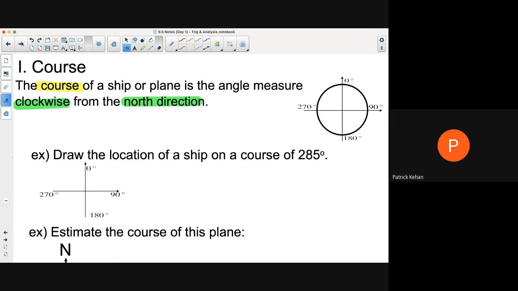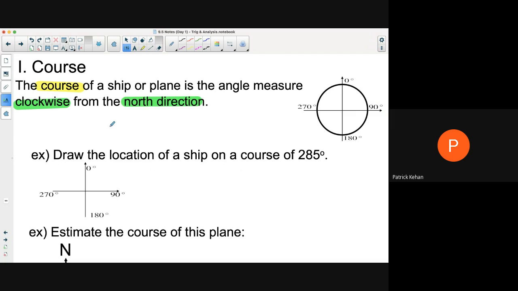So this is critical. The first thing we're going to talk about is the course, right? If we're given an angle measure as a course, mainly with navigation, it's different from the unit circle. The course of a ship or a plane is the angle measure clockwise from the north direction. Typically on the unit circle, we start from standard position and measure counterclockwise for positive angles. When we're dealing with navigation, you can still view it similar to the unit circle.